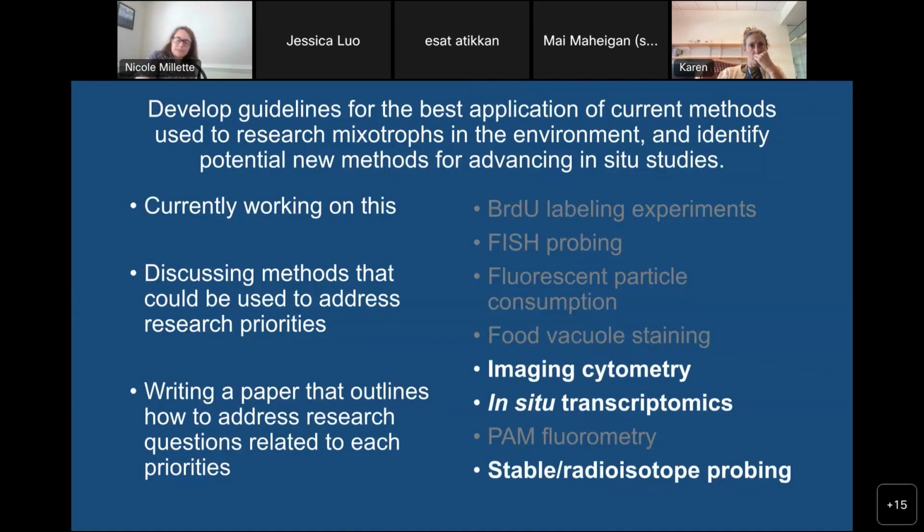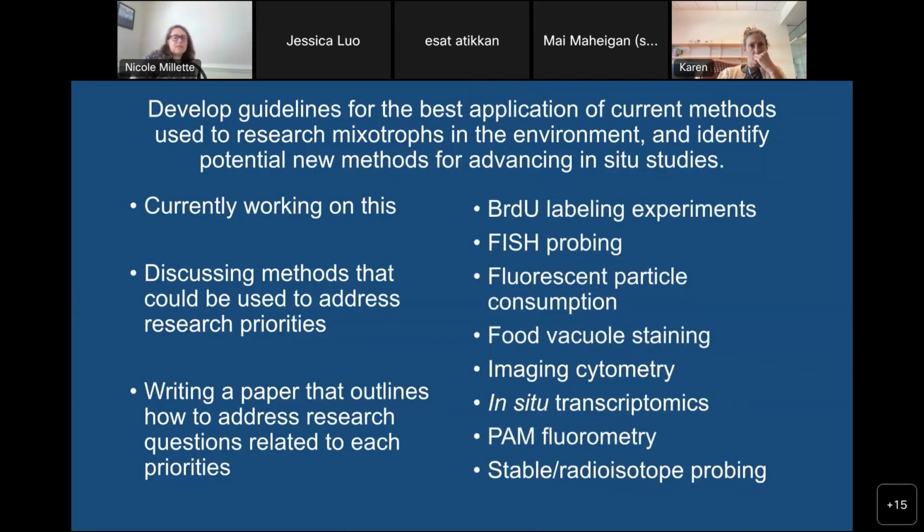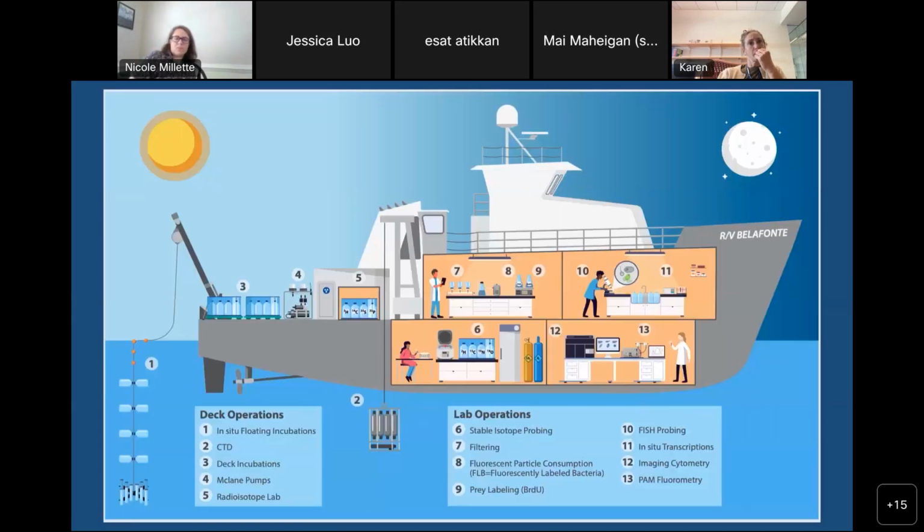But more importantly, it's really about studying mixotrophs using a combination of all of these different methods, because using just one method can only tell you so much, and finding the appropriate combinations of these methods is likely what you need to really get at what you want to address.